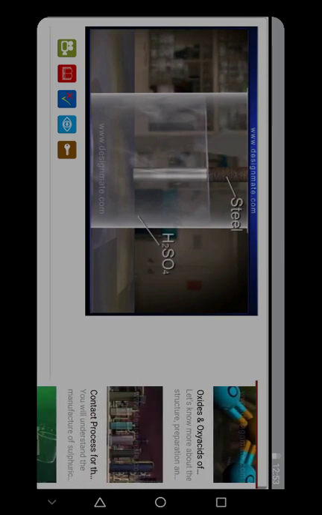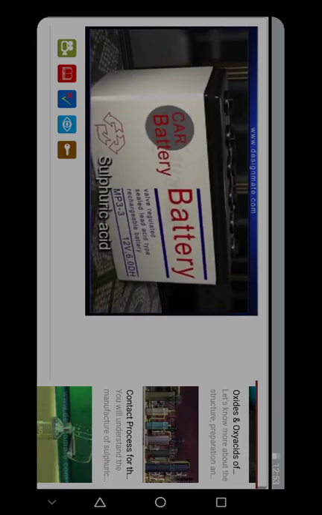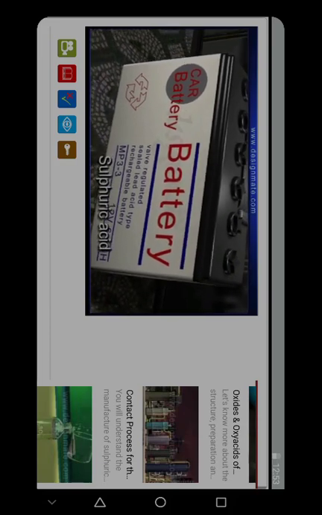The steel is dipped in sulfuric acid to remove the iron rust before coating it with enamel. The sulfuric acid is used in normal storage batteries as an electrolyte.